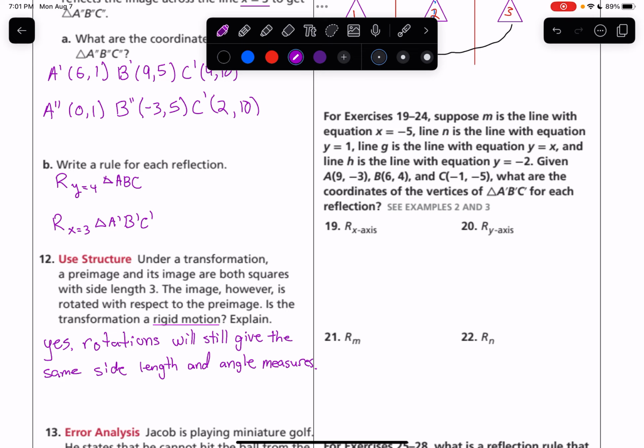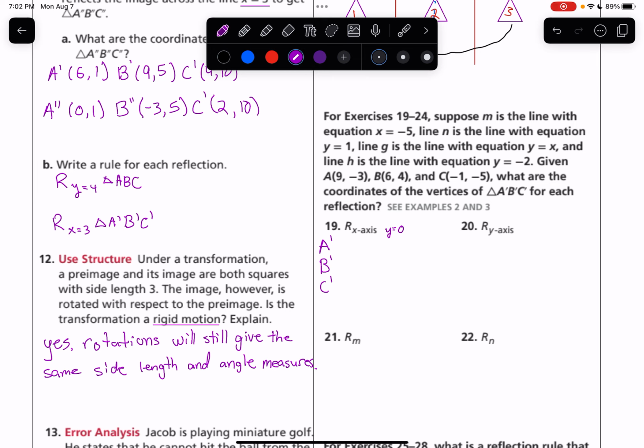The first one is going to be a reflection over the x-axis. So we've got to find A prime, B prime, and C prime over a reflection over the x-axis. Of course, the x-axis is the line y equals 0. That's kind of confusing, but remember that, right?